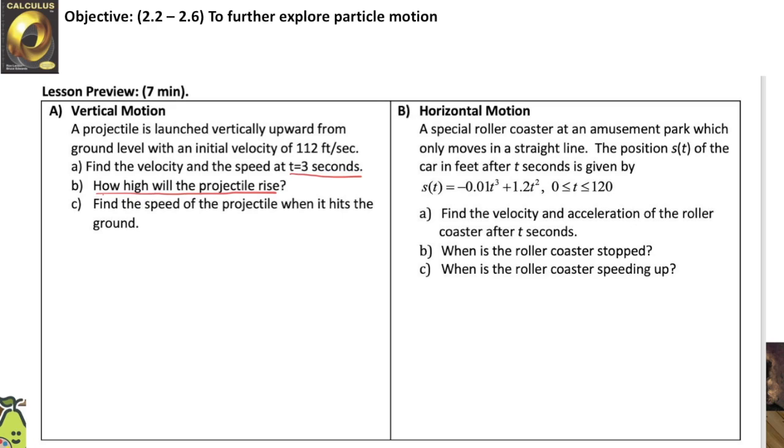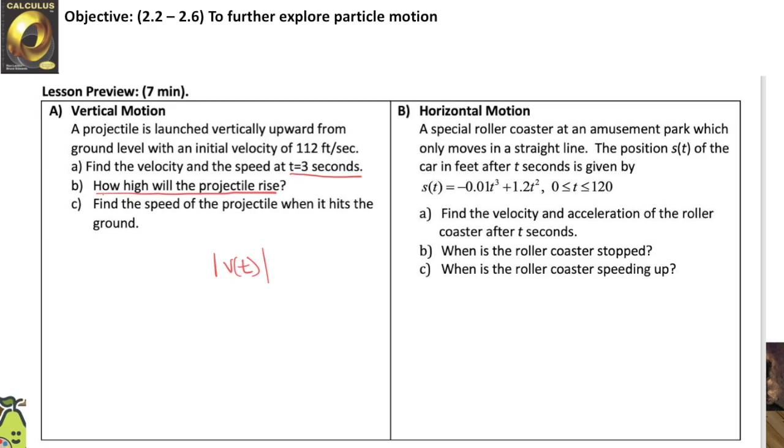For question C, the speed of your projectile when it hits the ground. Now, when you hit the ground, that means that your distance is 0. And the velocity at 7 was negative 112 feet per second. However, the speed is always positive because speed is the absolute value of your velocity. So keep in mind, speed is always positive.